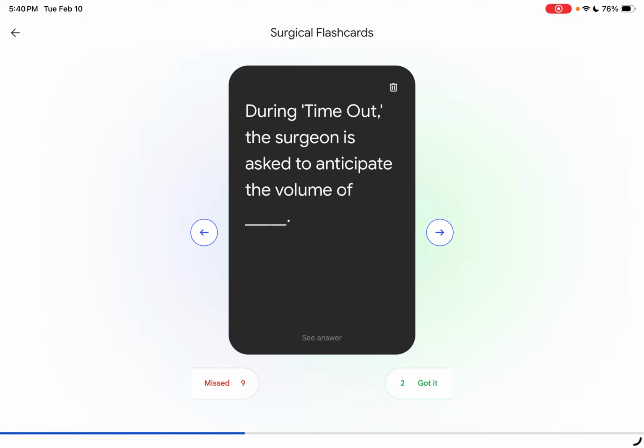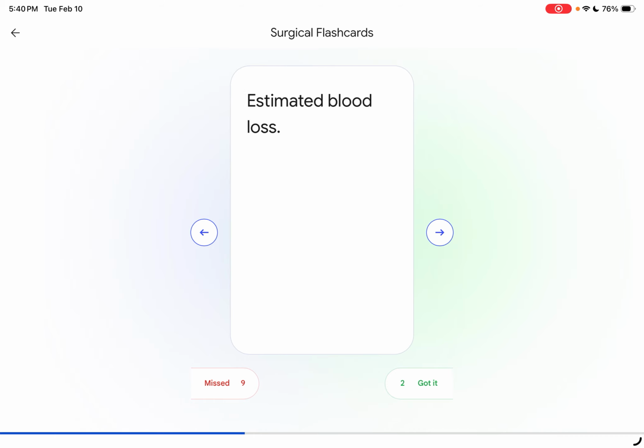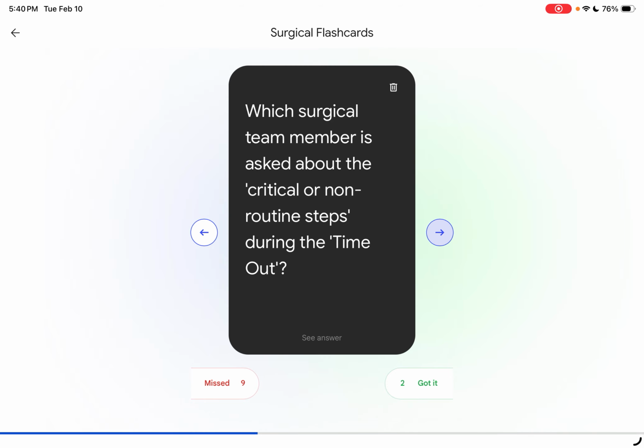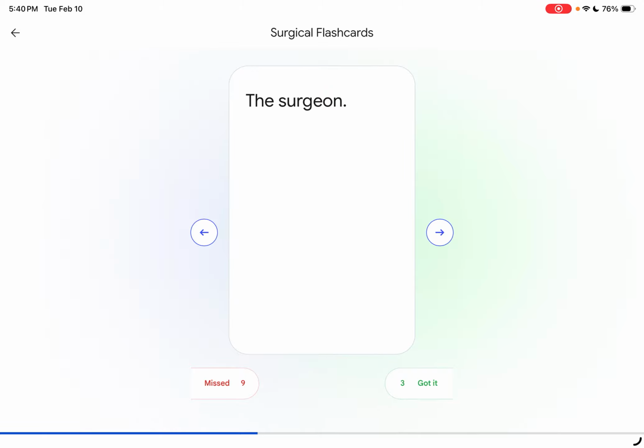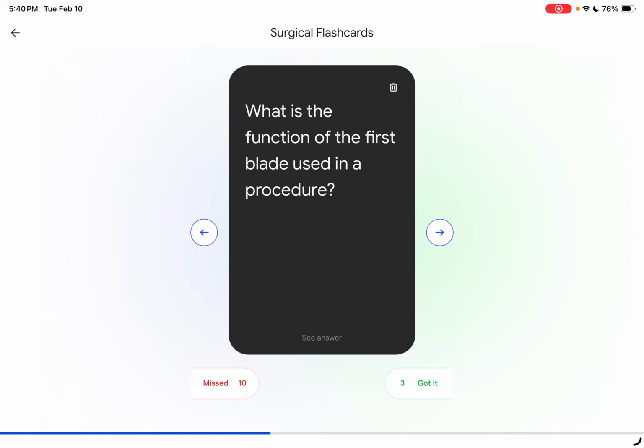During that timeout, the surgeon is asked to anticipate the volume of blank. Blood loss. Estimated blood loss. Which surgical team member is asked about the critical or non-routine steps during that timeout? I don't even know what the critical or non-routine steps are. The surgeon. Wala lagi dire.